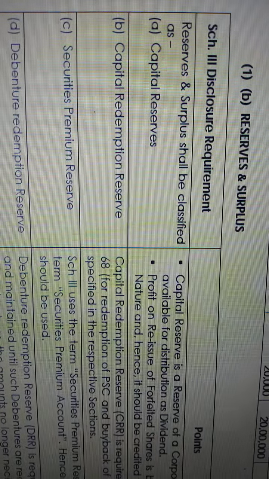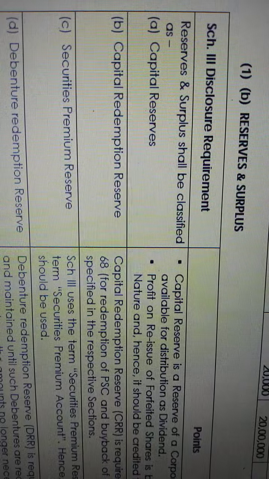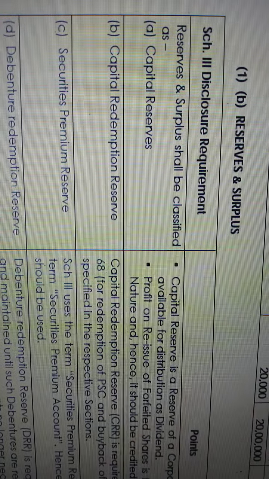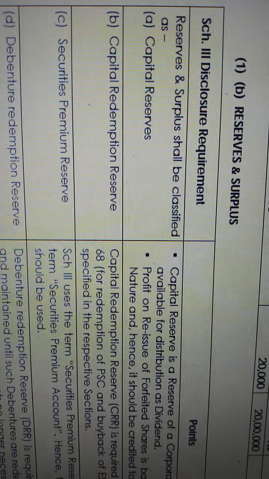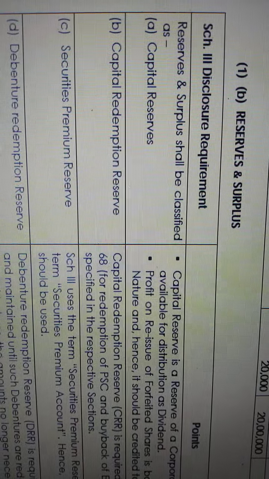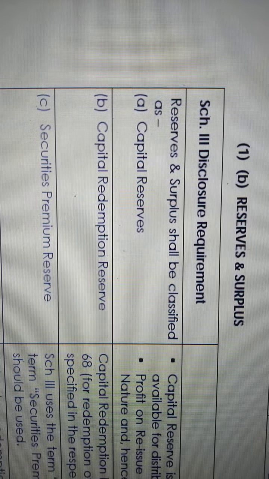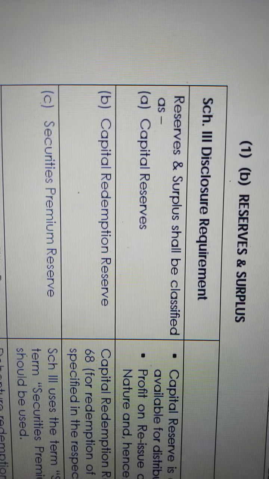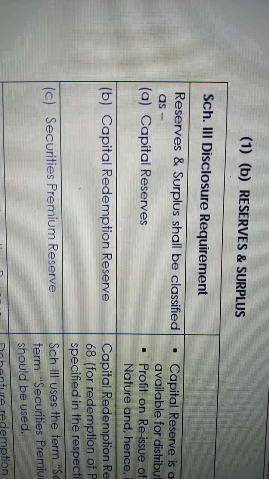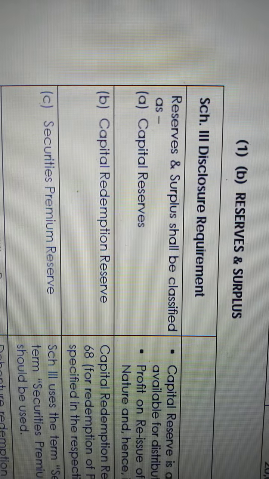That 20 rupees is my gain. That is capital gain, which should be transferred to capital reserve, because that is in the nature of capital. Reserves generated in the nature of capital. Then what is the next one? Capital redemption reserve. Remember our buyback session discussed in classroom.